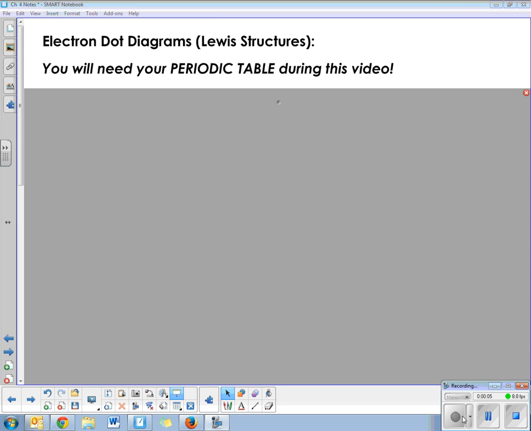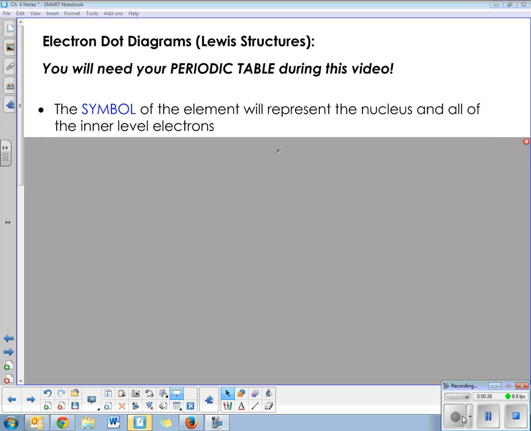This video is on electron dot diagrams, also known as Lewis structures. You will need your periodic table for this video, and you'll find this information on pages 184 to 185 in your book. So it's actually in a later chapter than what we're in right now, but we're going to teach it now because it goes with what we're doing and it leads us into later on. So electron dot diagrams, or Lewis structures.